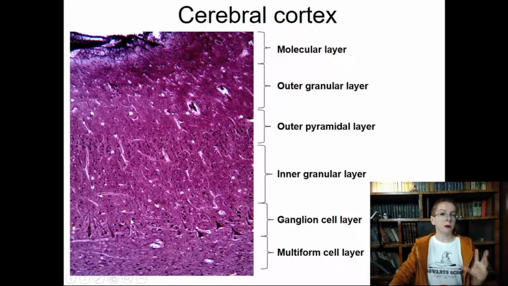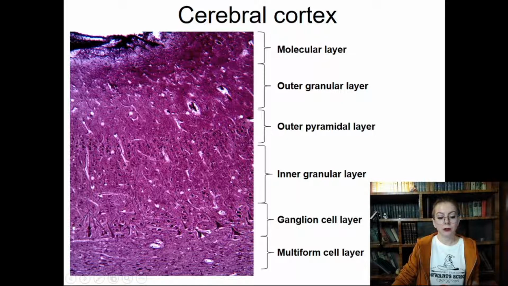First of all, what can we see? These are the giant pyramidal cells. Notice here they are, and they have a triangular shape on the cross section. These are the Betz cells, and they are located in the fifth layer, the inner pyramidal layer. Then pyramidal cells could also be found here. They are much smaller, and they correspond to the outer pyramidal layer.